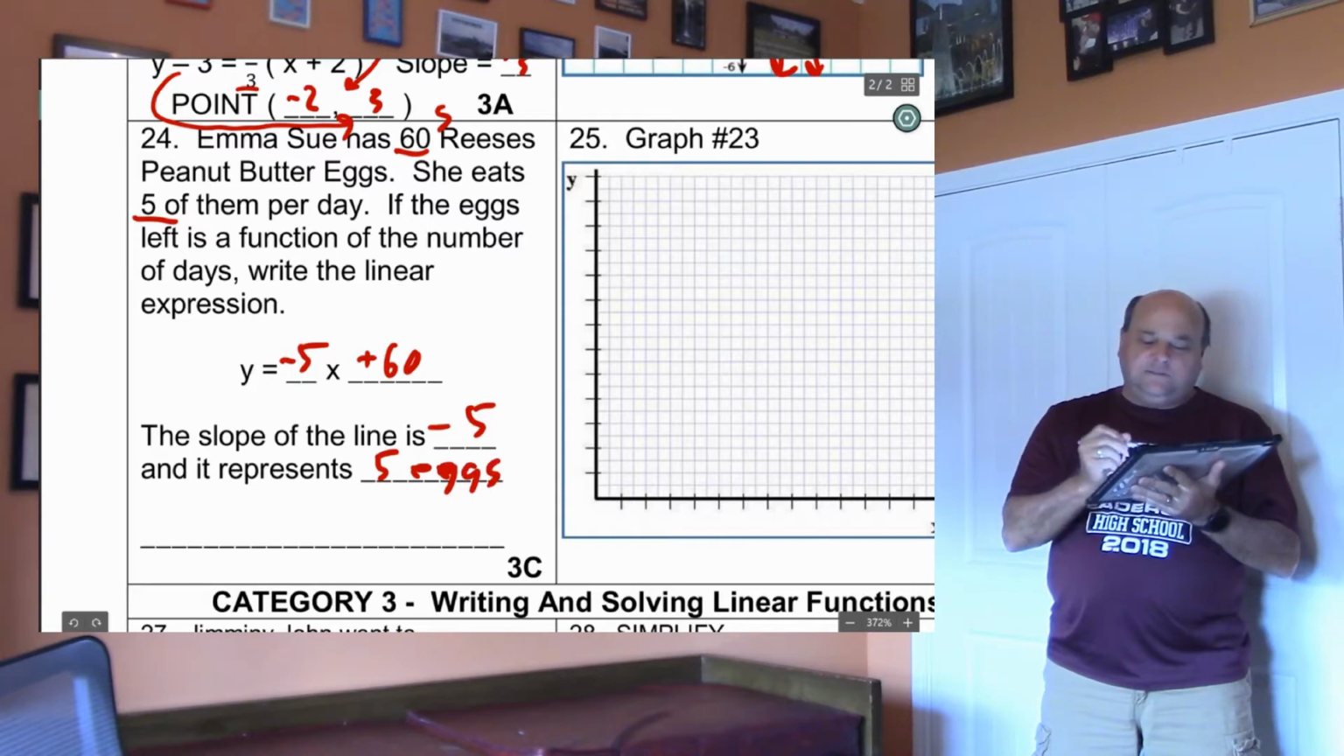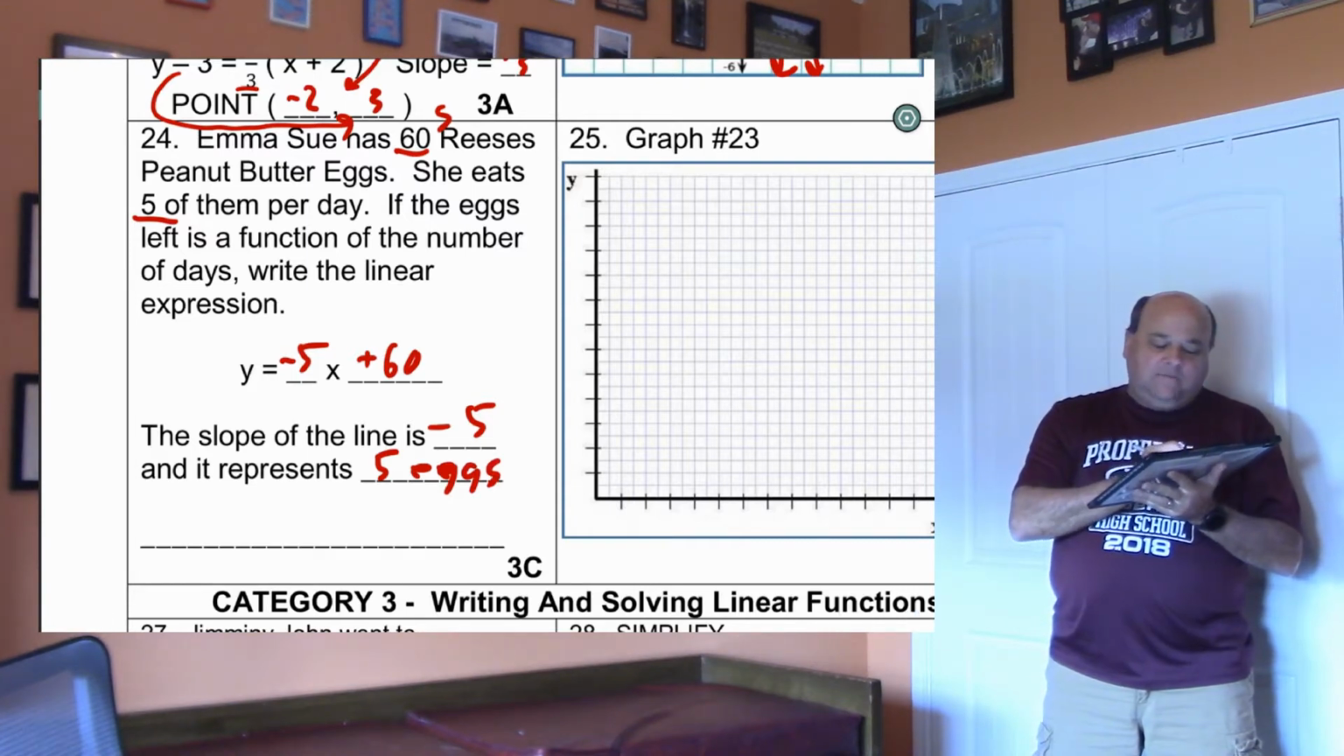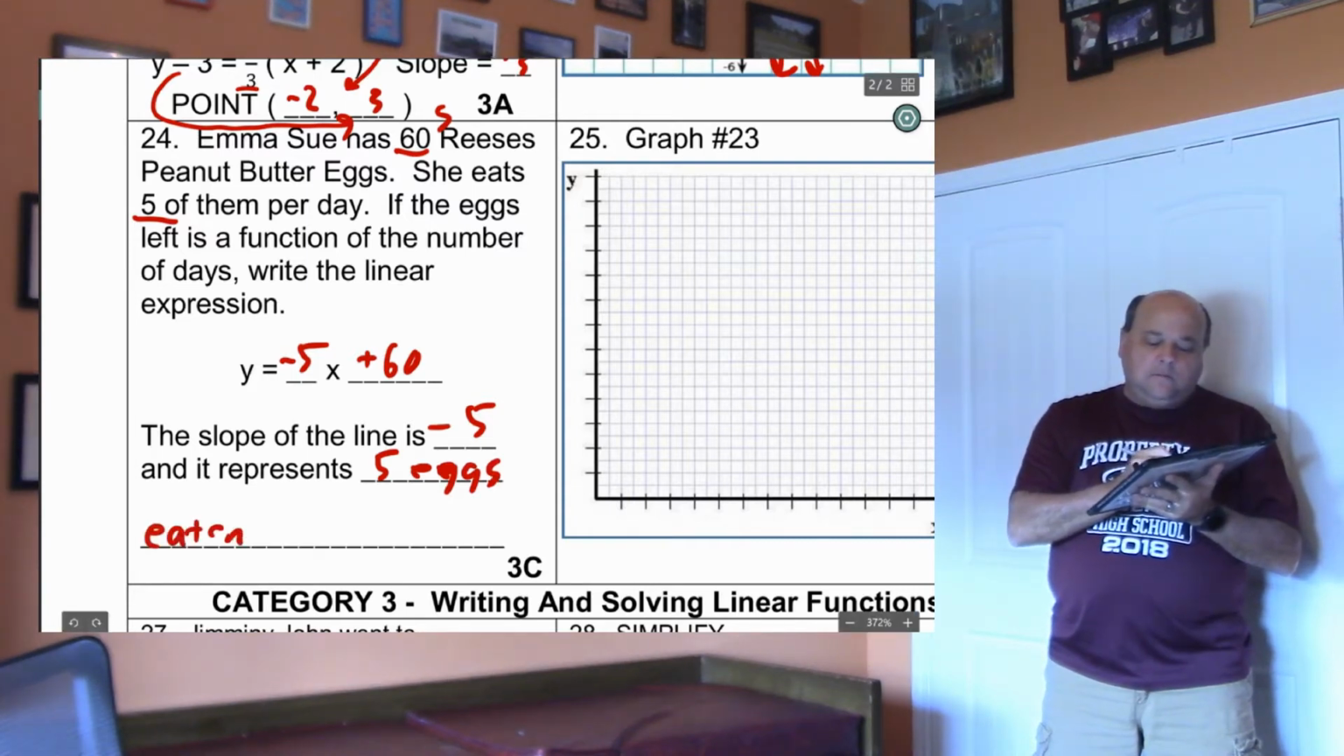I love Reese's peanut butter eggs. 5 eggs eaten per day.